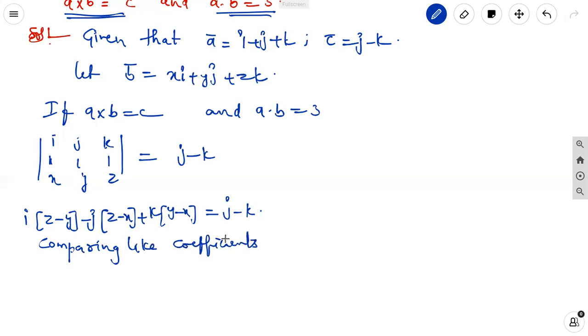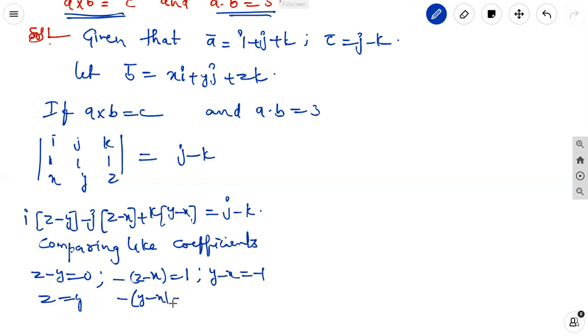Comparing like coefficients, here Z minus Y is equal to 0, minus of Z minus X equal to 1, and Y minus X equal to minus 1. Here Z is equal to Y from the first relation. So in the place of Z we put Y: Y minus X equal to 1 and Y minus X equal to minus 1.